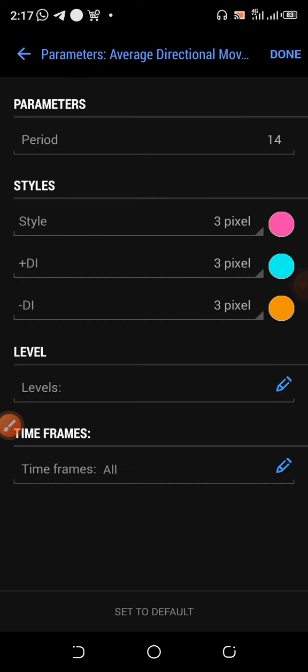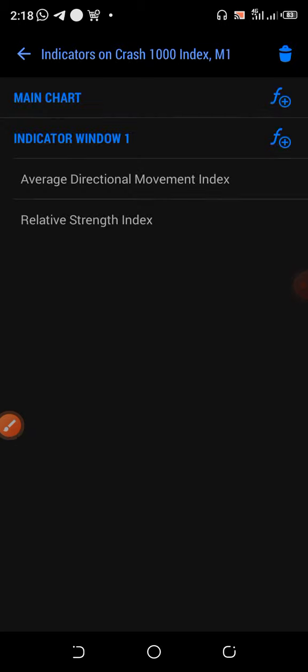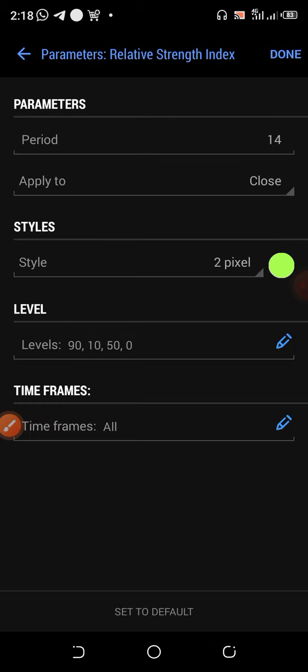Let me show you the indicators I'm using. Parameters: average directional movement, period 14, style trapezoidal, directional plus and directional minus. So the levels are not necessary.